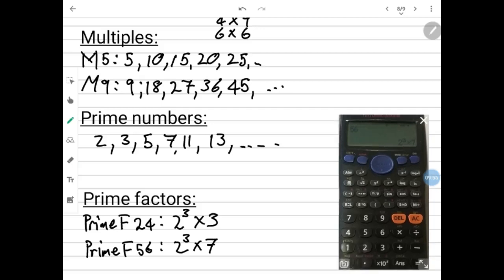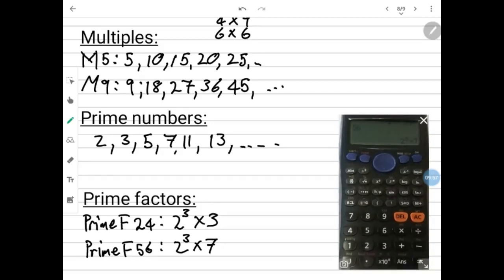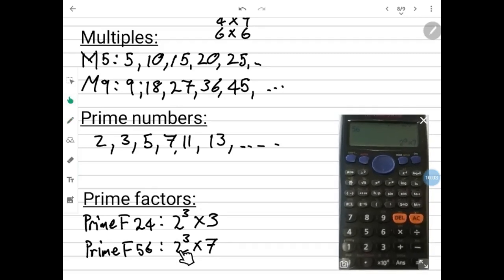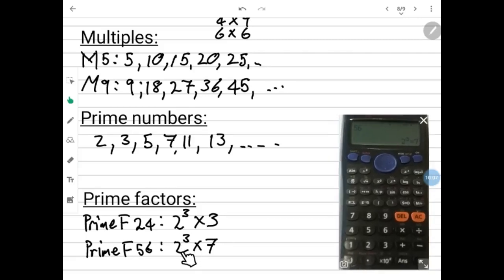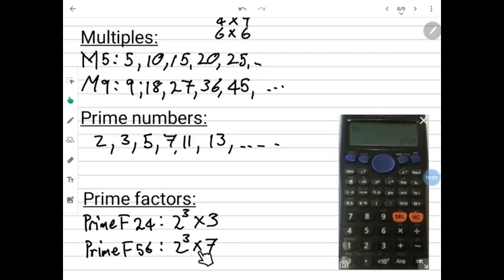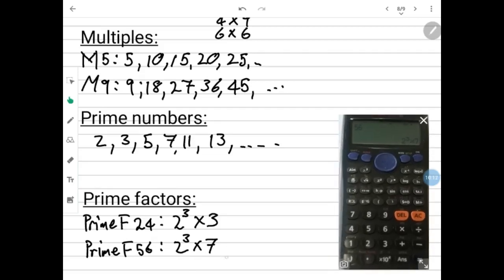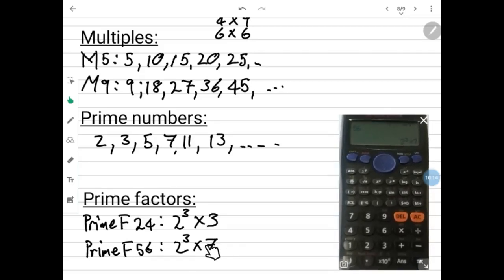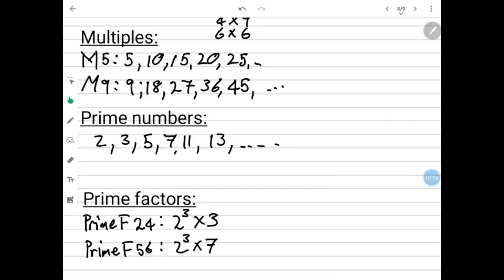Hey, 7 times what is 56? 7 times 8. So that's exactly what we have here: 7 times 8, and 2 to the power of 3 is 8. But it's written in terms of prime numbers. See, 2 is a prime number and 7 is also a prime number. So it's written in terms of prime numbers. That's prime factors.